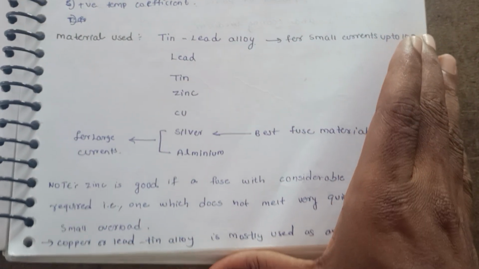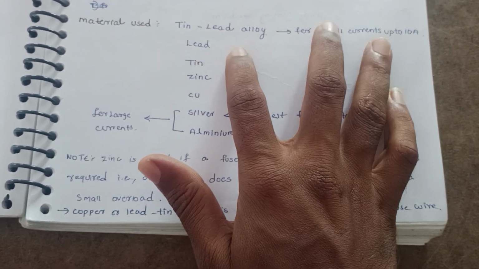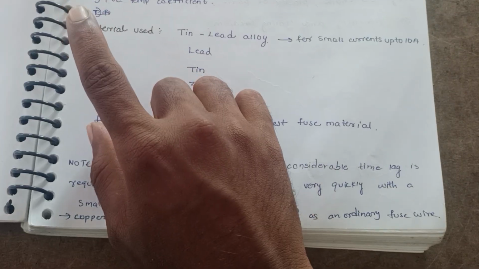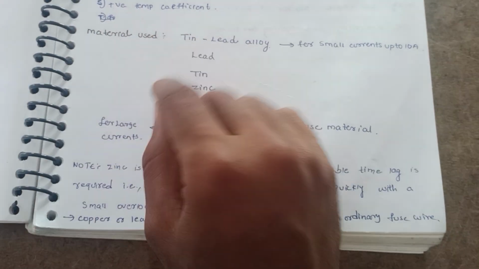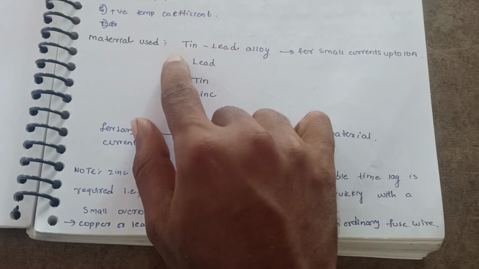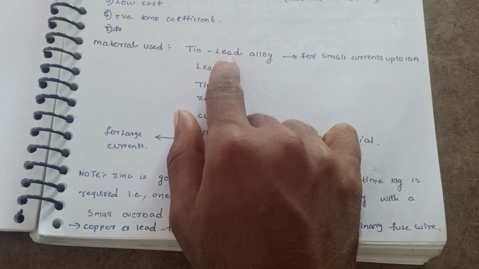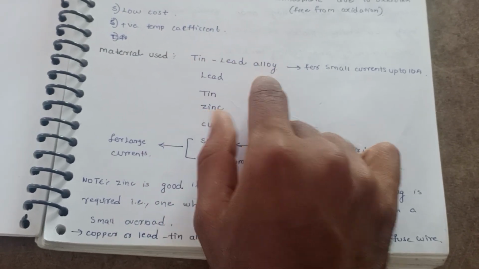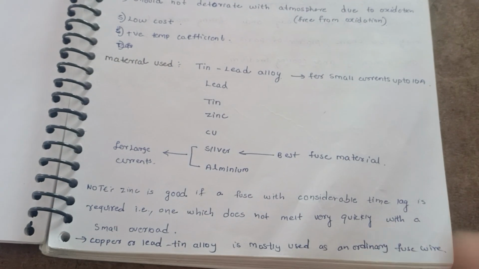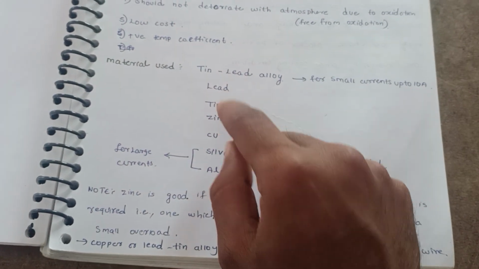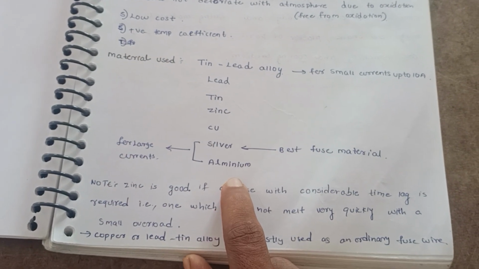Next, the material used in the fuse is tin and lead, TL. The fuse is the oldest form of the circuit breaker. TL means team leader. Remember it this way: team leader alloy, tin lead, for small currents up to 10 amperes. Tin, lead, zinc and copper can also be used. For large currents, silver and aluminum are used.